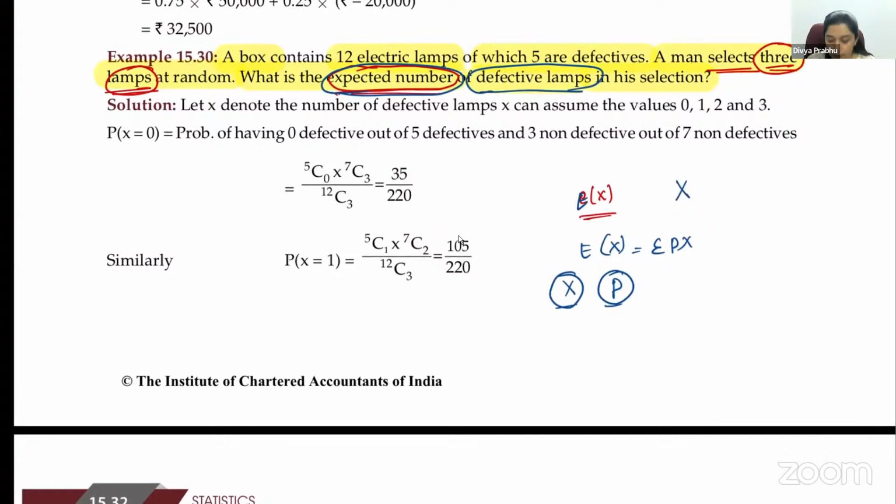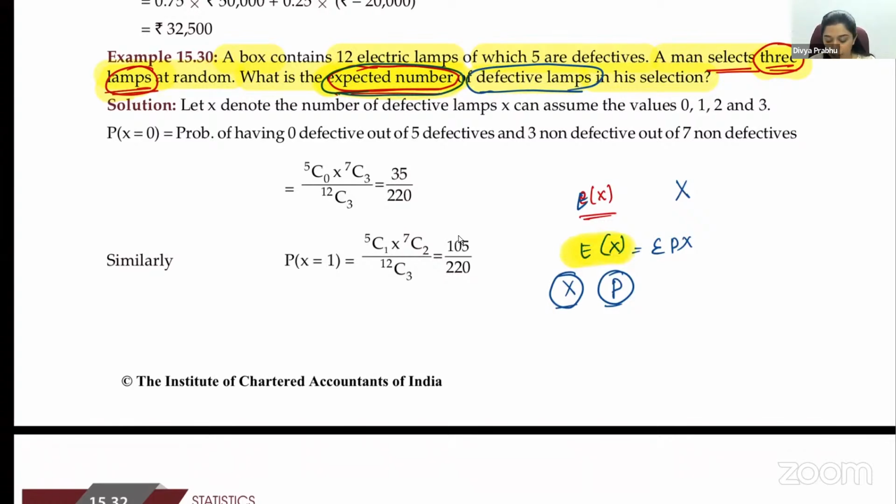First of all, you see that the man is selecting 3 lamps, which means more than one selection is involved. I told you, more than one selection, please go for combinations. So you know that the combination concept will apply here. Second, what is the expected number? Whenever you see the term expectation, expected number, please go for the random variable concept, that is E of x. This is what they are asking you.